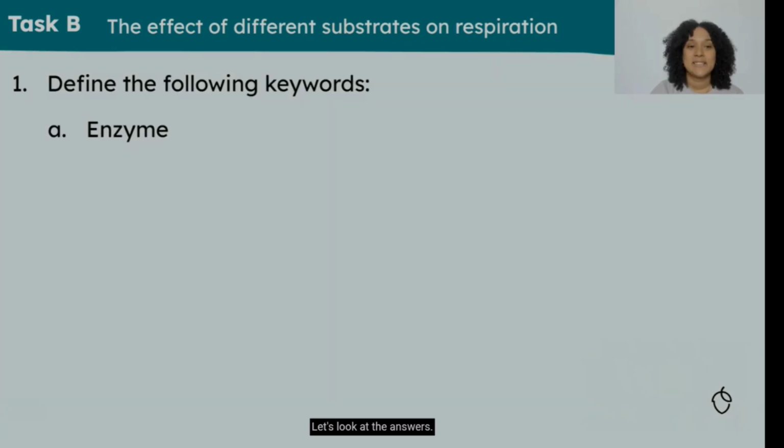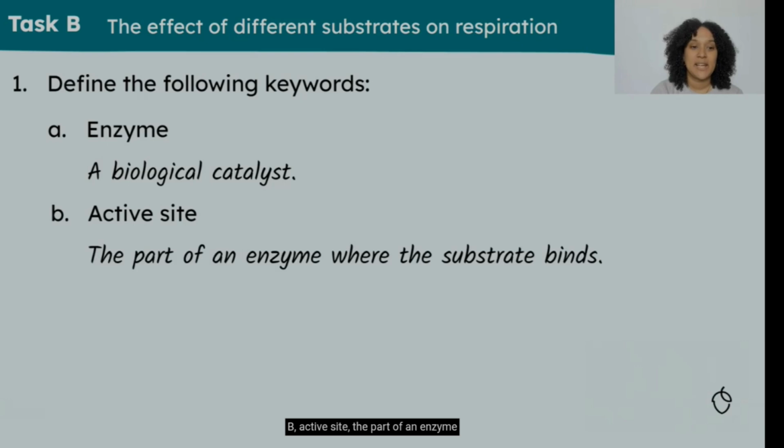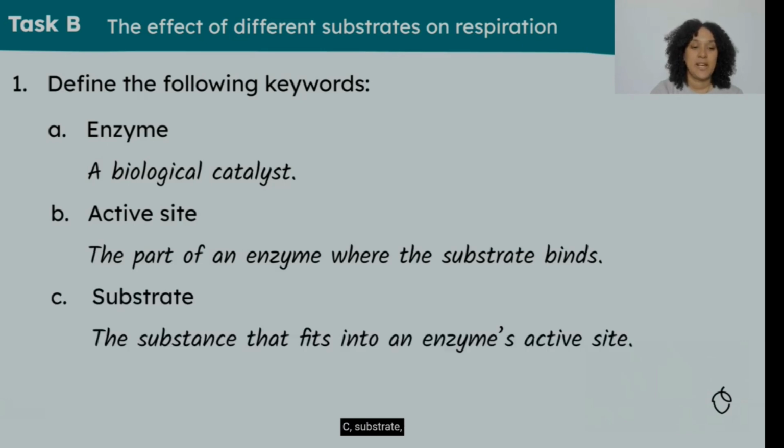Let's look at the answers. Define the following keywords. A. Enzyme, a biological catalyst. B. Active site, the part of an enzyme where the substrate binds. C. Substrate, the substance that fits into an enzyme's active site.